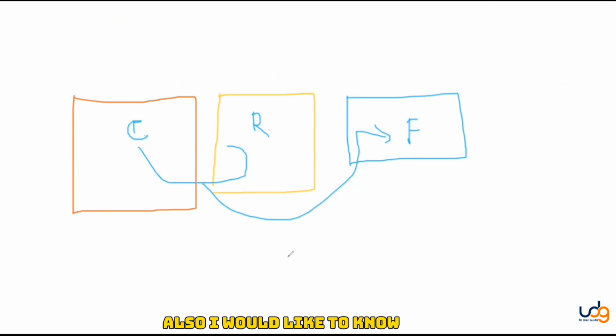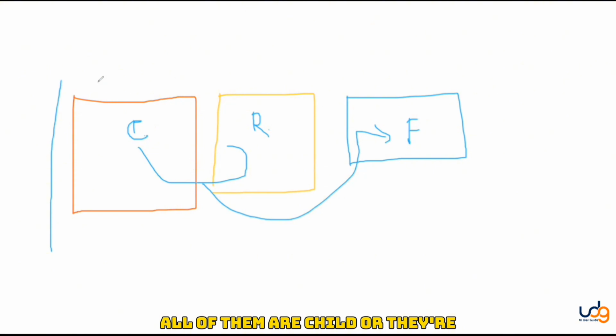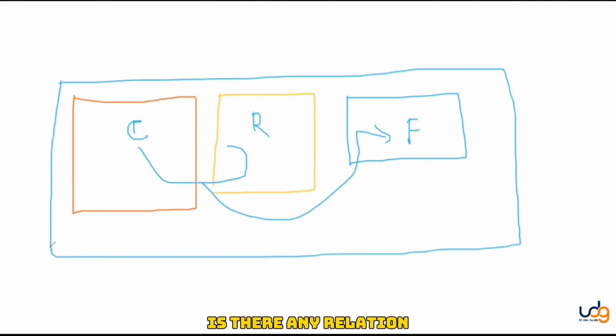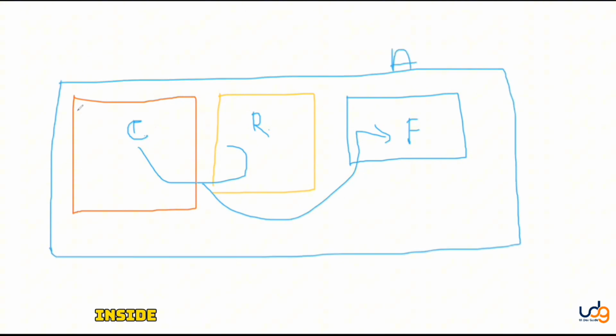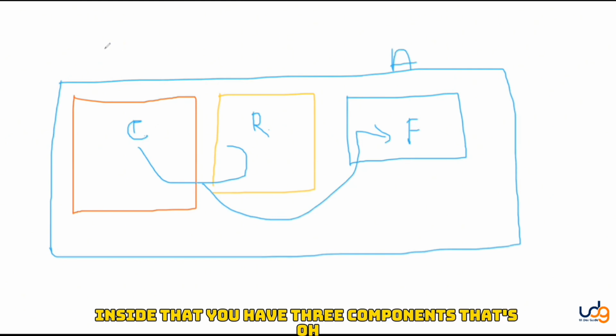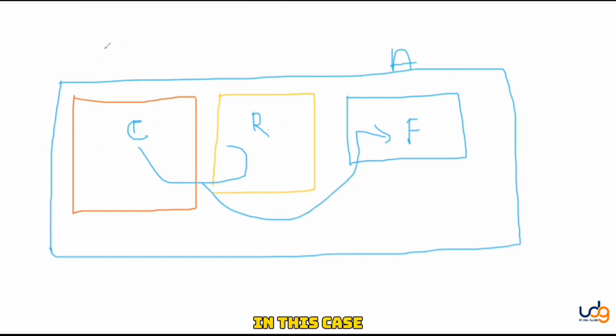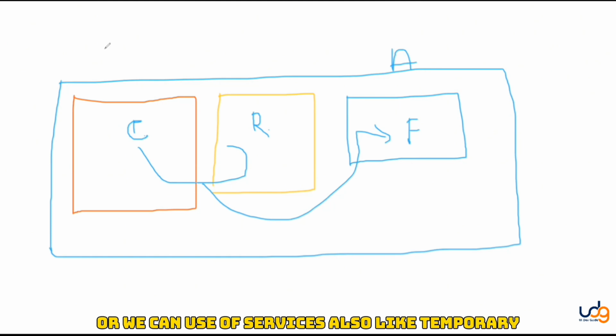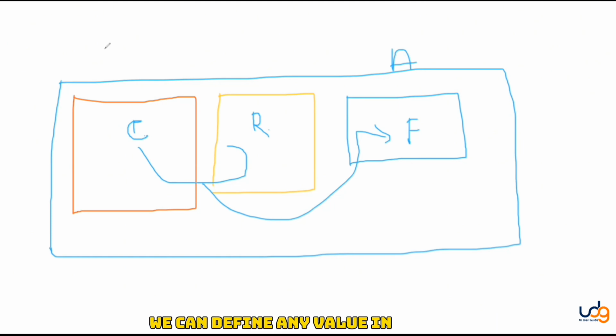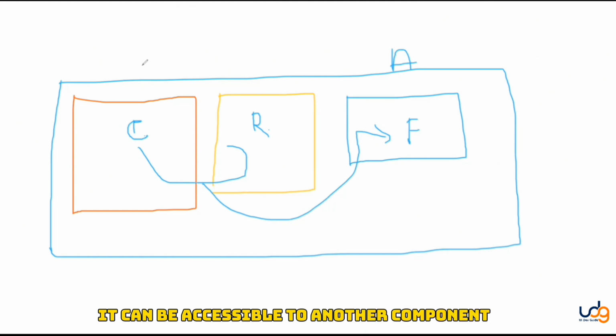I would like to know first, are these components all children, or is one of them the parent? Is there any relation? This is your app component, and inside that you have 3 components. Got it. In this case, we can mostly make use of Subject, or we can use services also. Temporarily, we can define a value in a service and assign it from one component, and it can be accessible to another component as well.